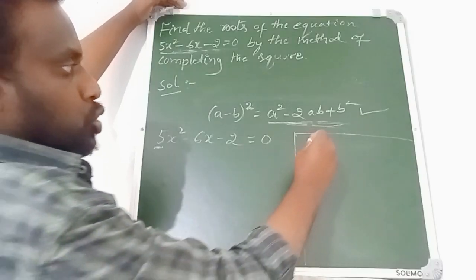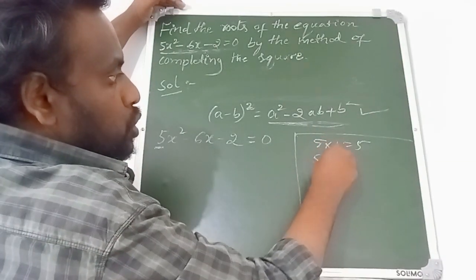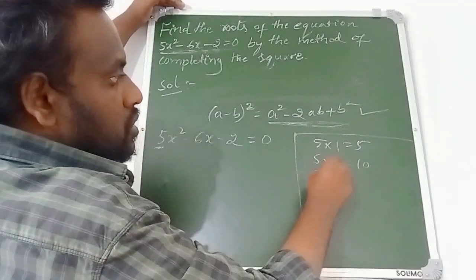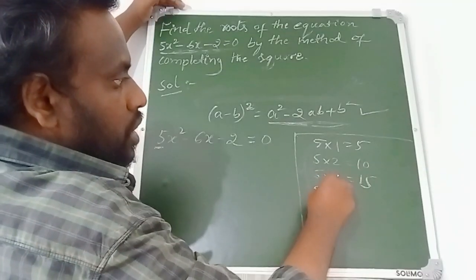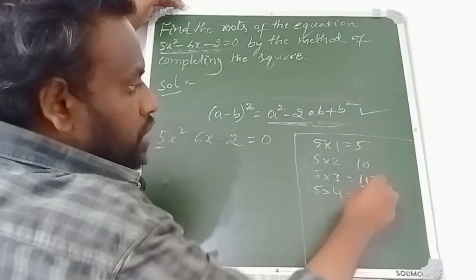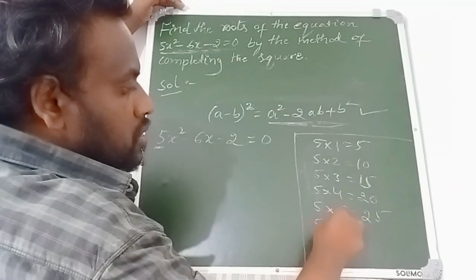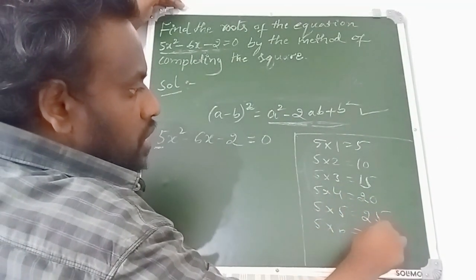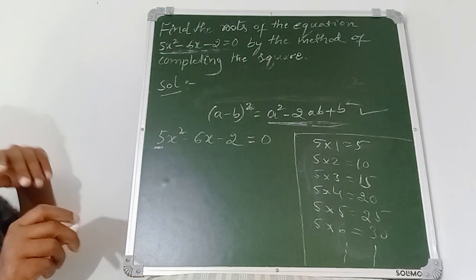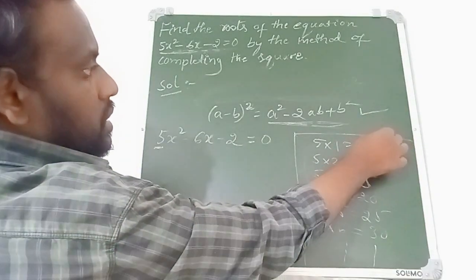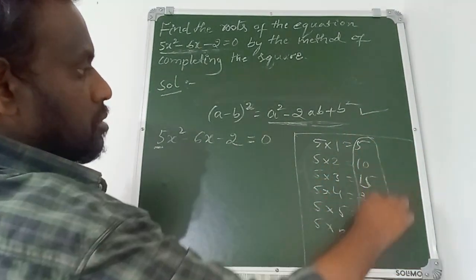Multiples means what? I will show. 5 into 1 is equal to 5. 5 2s are 10. 5 3s are 15. 5 4s are 20. 5 5s are 25. 5 into 6 is 30. So on, it will keep going. Now these are the multiples of 5.